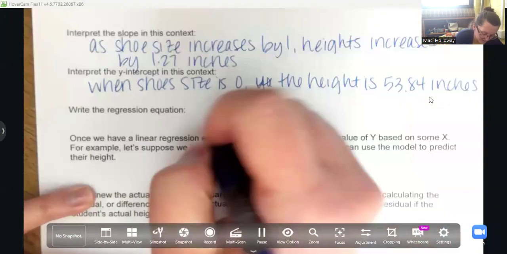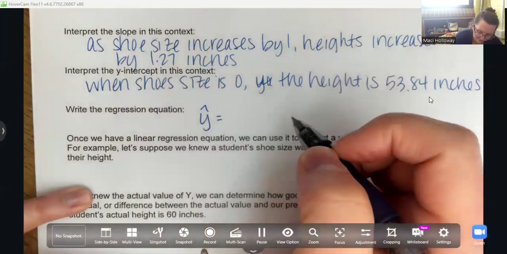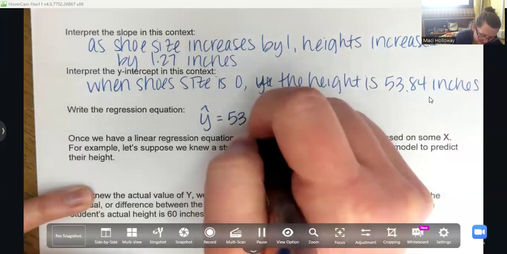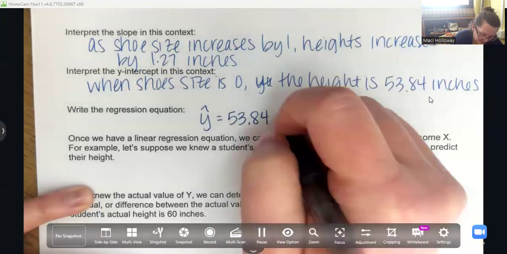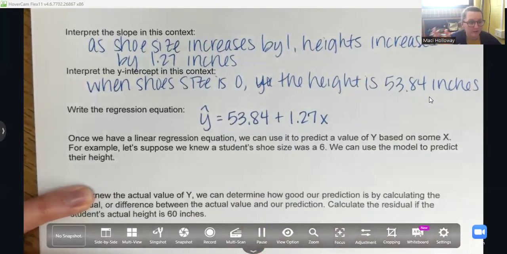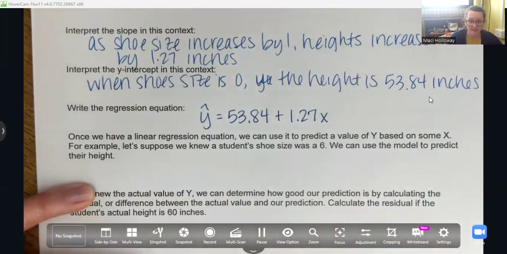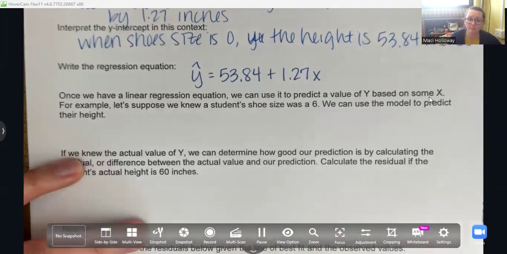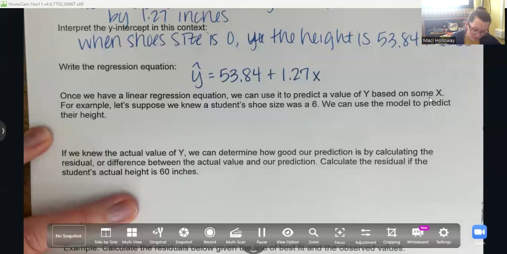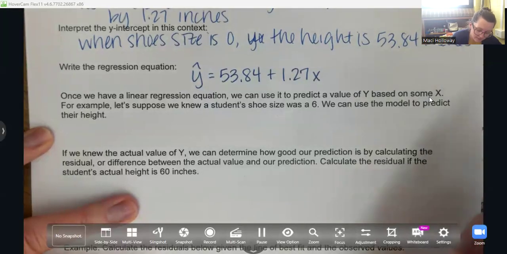So let's plug it in. We had our y hat, right? Our predicted line. And then our y-intercept, which was 53.84 inches, plus our slope, 1.27 times x. Now, I know for many of us in algebra, we usually put 1.27x first and then the y-intercept. These are the same thing, they're interchangeable. In statistics, we like to think of it as b of 0 plus b of 1 times x.